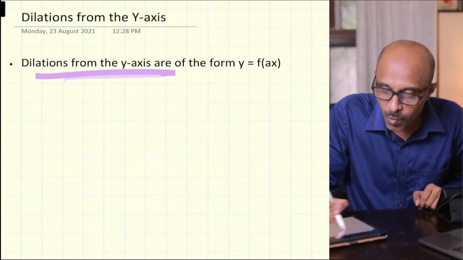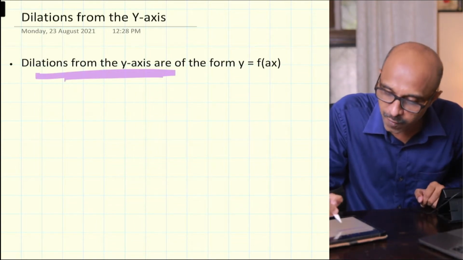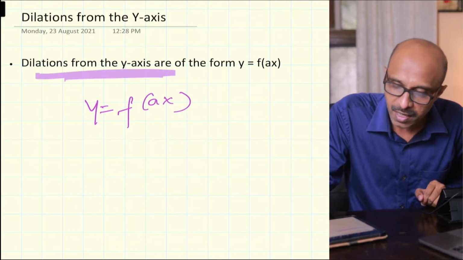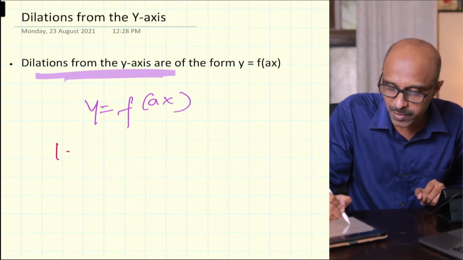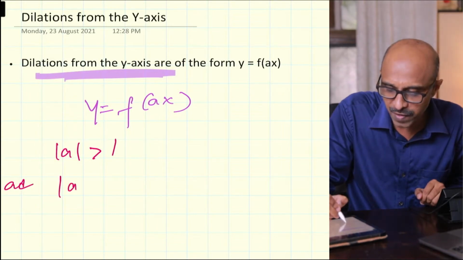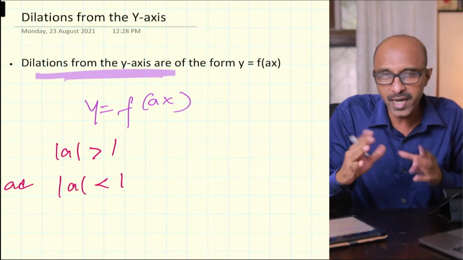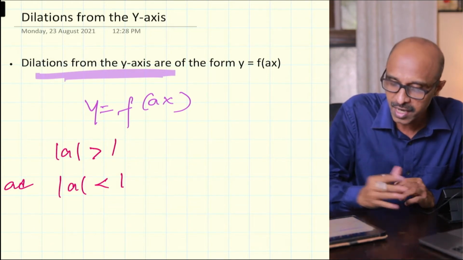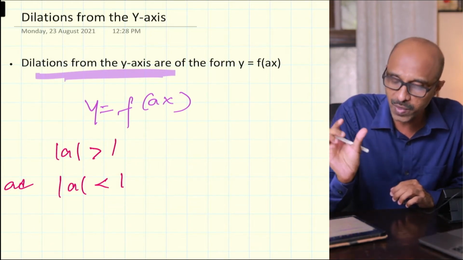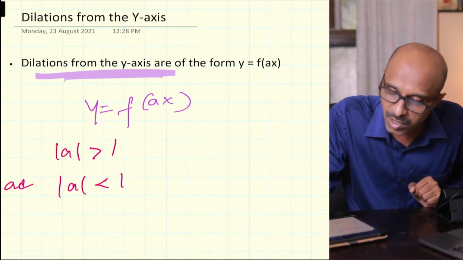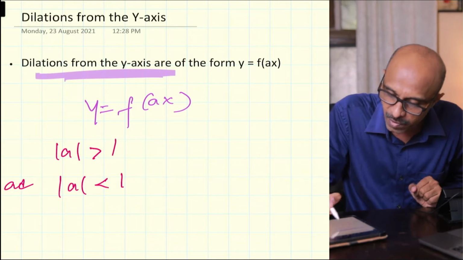Dilation of a function from the y-axis is of the form y equals f of ax. We are going to consider the case where the absolute value of a is greater than 1 and when the absolute value of a is less than 1. For negative values, we'll take a look at it when we talk about reflections of functions. What's important is, look at that a.